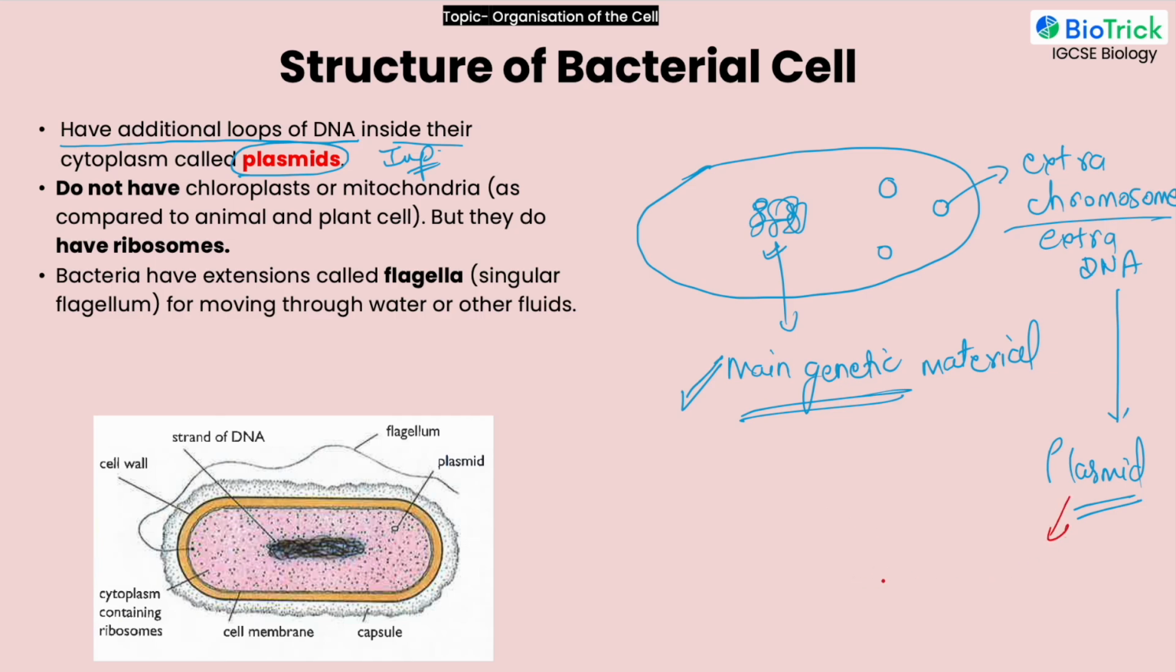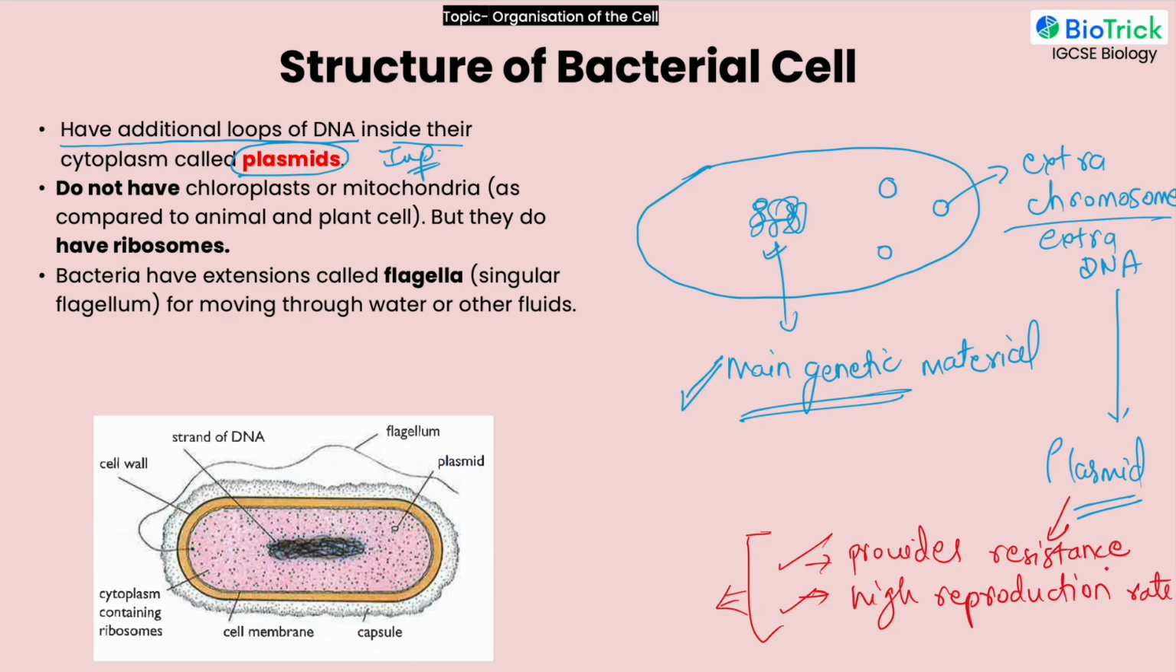So what is the use of this plasmid? This plasmid provides some special features to the bacterial cell, like resistance against antibiotics. Okay, high fertility, a high reproduction rate. So we can say the plasmid provides these special features to the bacteria which help in their survival. More reproduction means more bacteria and a high rate of survival. Also, resistance against antibiotics means survival of the bacteria against adverse environmental conditions. So the plasmid is important for bacteria. It's the extra chromosome or extra DNA present in the bacterial cell.